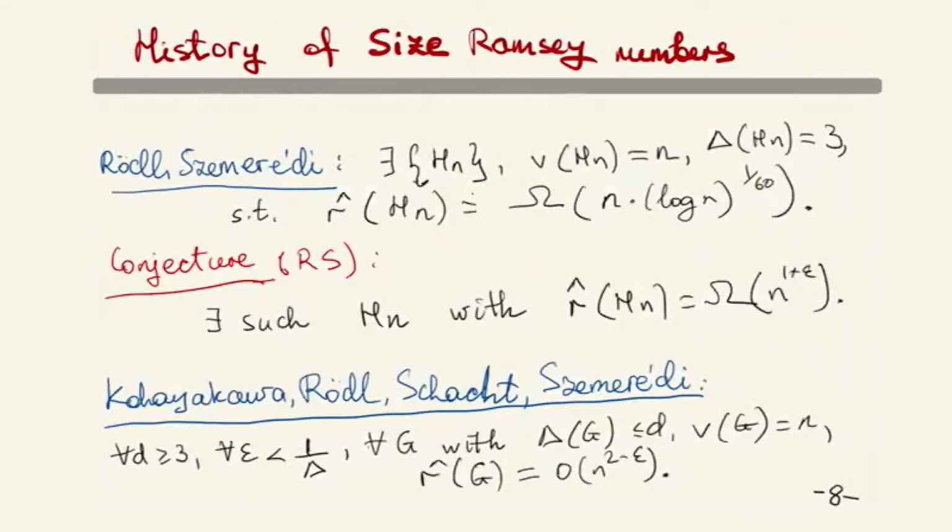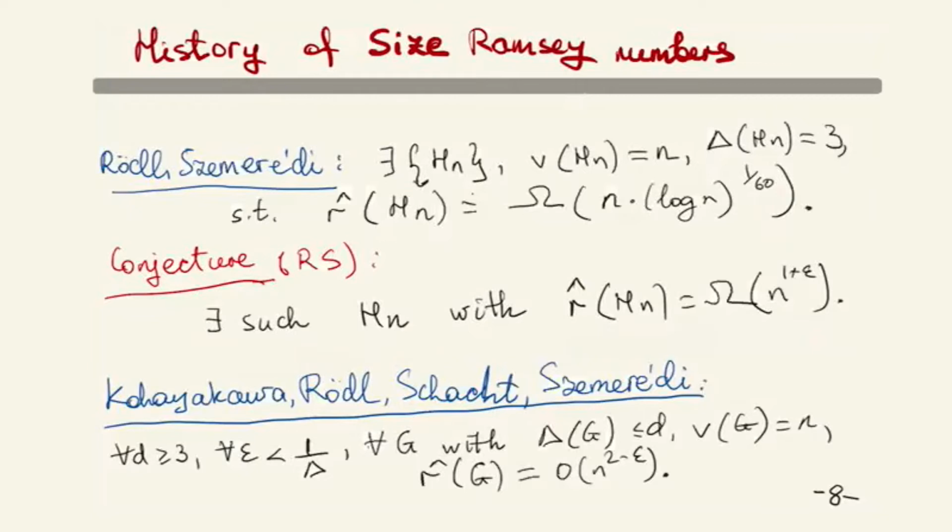What they did conjecture, though, is that this log n is not really what the right bound is, meaning that there must exist graphs such as H_n, and here I don't even want max degree 3, any bounded degree, such that their size Ramsey number is actually n to the 1 plus epsilon, for some absolute constant. But again, nothing is known about this conjecture.